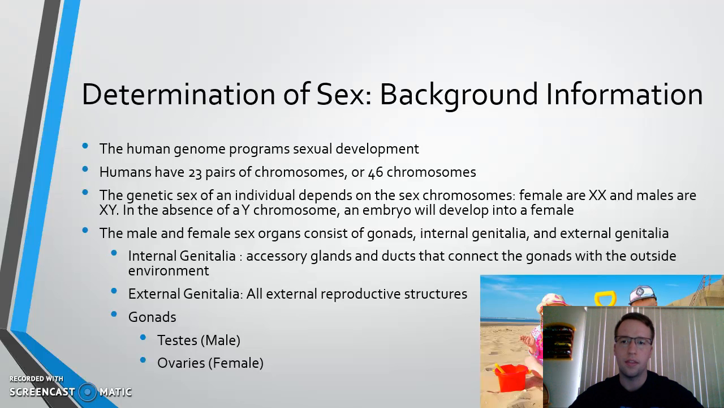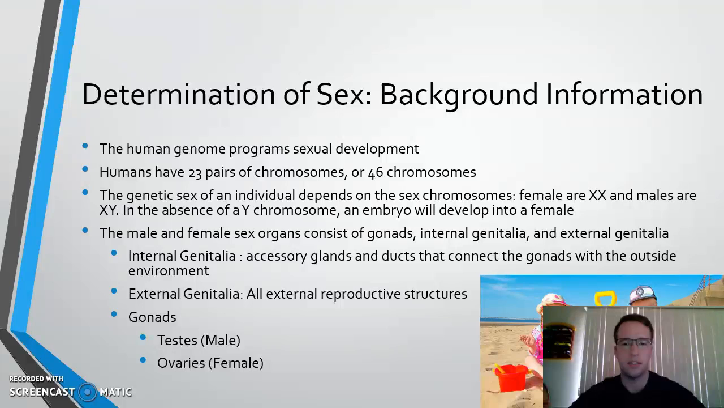So to begin, the human genome programs sexual development. And this is important because we have 23 pairs of chromosomes, or 46 chromosomes overall, that will guide that development within us. So the genetic sex of an individual will depend on the sex chromosomes, female being XX and males being XY. So in the absence of a Y chromosome, an embryo will develop into a female.